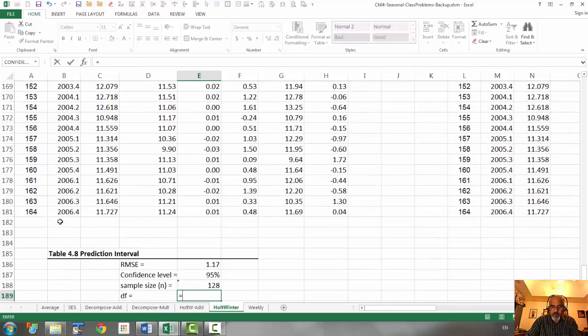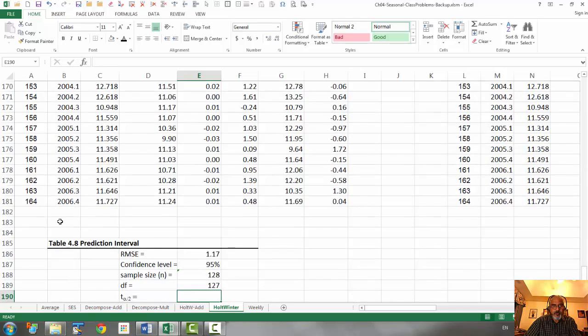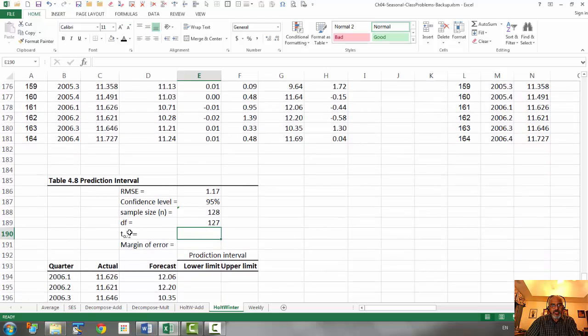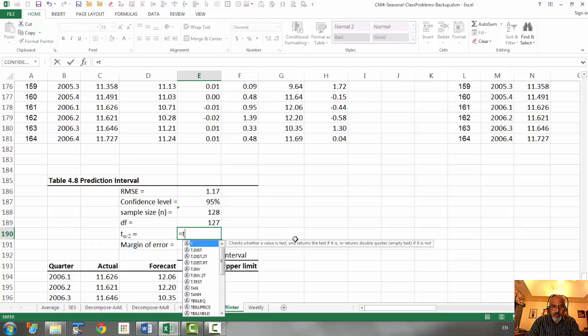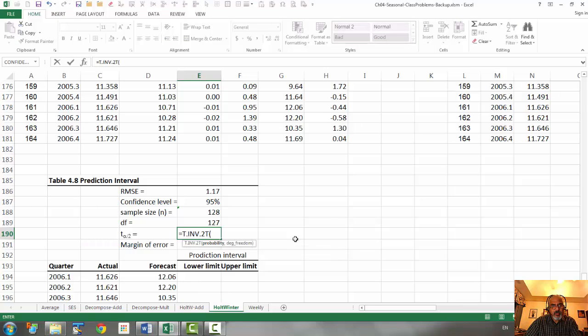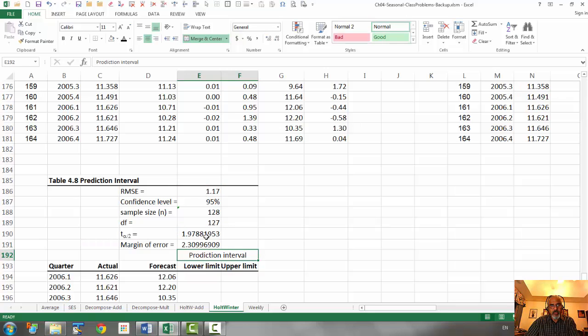Okay, so degrees of freedom is n minus 1. So your textbook uses z. As I said repeatedly, we'll use t. So T.INV.2T, and alpha is 1 minus the confidence level, and degrees of freedom, gives us the t value. The margin of error is t times the root mean square error.